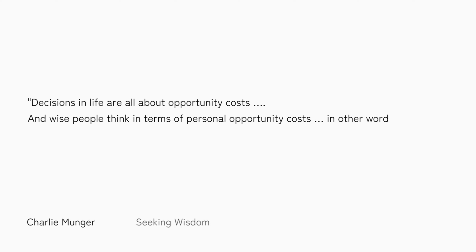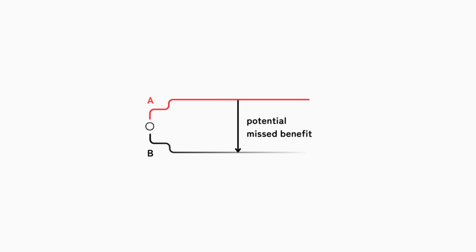Decisions in life are all about opportunity costs, and wise people think in terms of personal opportunity costs. In other words, it is your alternatives that matter. Let's assume we have two options: option A and the best alternative to option A, option B. When taking option A, our opportunity costs are the potential benefits of option B, and vice versa.